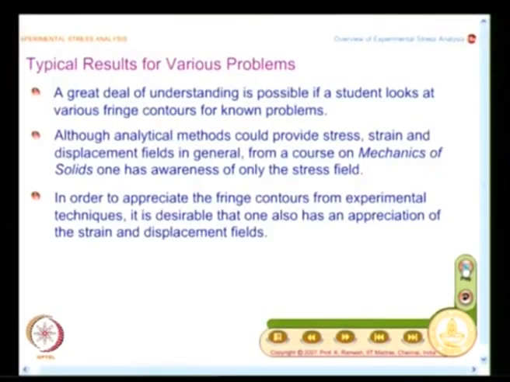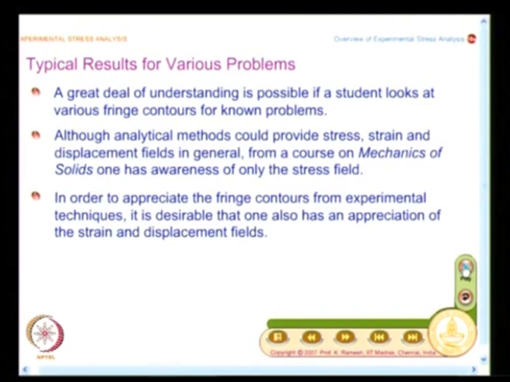So, the idea here is, although analytical methods could provide stress, strain and displacement fields in general, from a course on mechanics of solids, one has awareness of only the stress field. This is another point which I would like to mention. We have said that you want stress components, strain components and displacement components. You go back and look at your notes in strength of materials, except deflection of beams, you would have only worried about stress information everywhere.